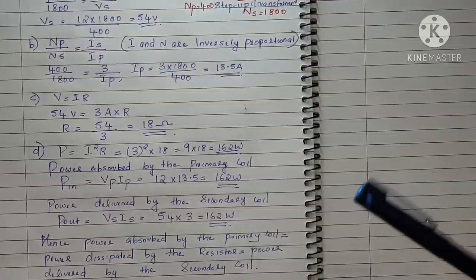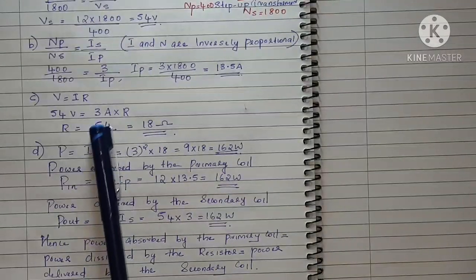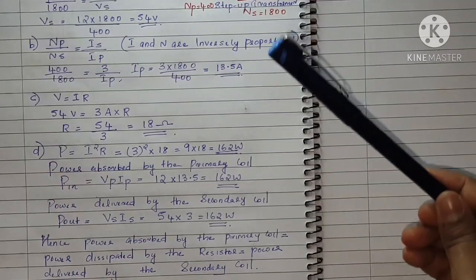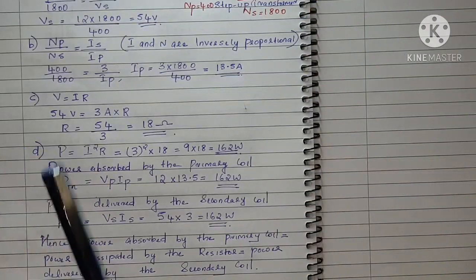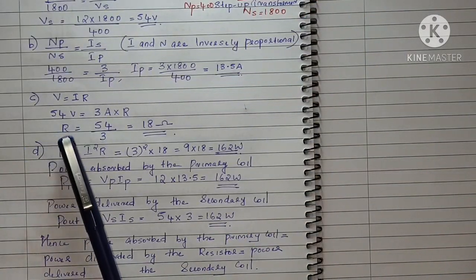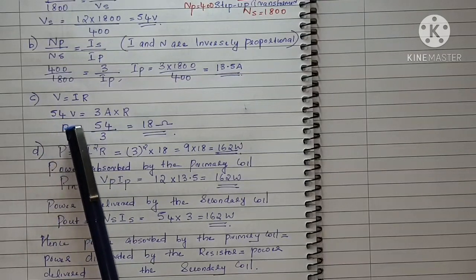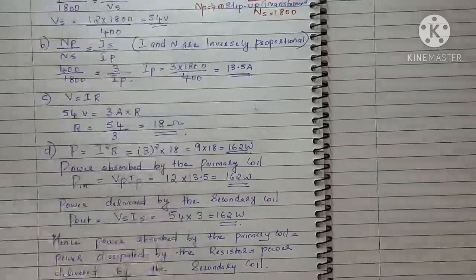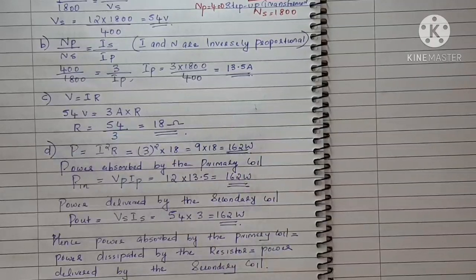Next, we need to find out the resistor value using Ohm's law, that is V equal to IR. Since resistor is connected across the secondary side, we are using secondary side voltage. We already got the value for secondary side voltage as 54 volt equal to secondary side current, 3 amps, into R. R equal to 54 by 3 equal to 18 ohm.